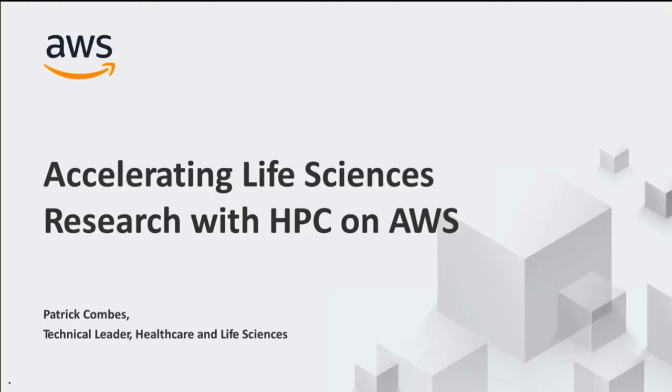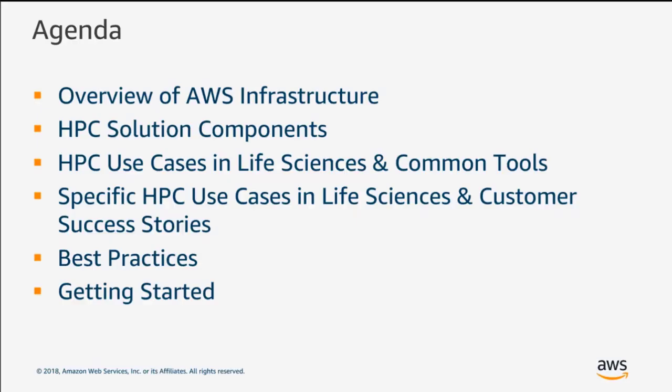All right, so this is Accelerating Life Sciences Research with High Performance Computing on AWS. And today we're going to look at an overview of the AWS infrastructure, take a look at the solution components for HPC, and look at some of the common use cases for HPC in the life sciences and common tools that are utilized, and look at some specific use cases and customer success stories for HPC in the life sciences, and hopefully follow up with some best practices and then resources for getting started.